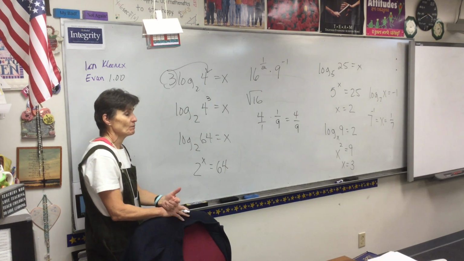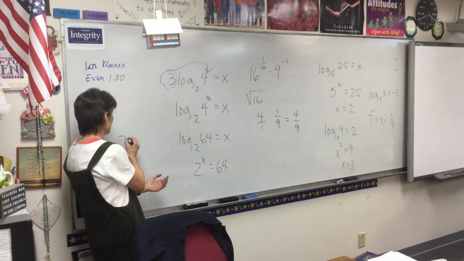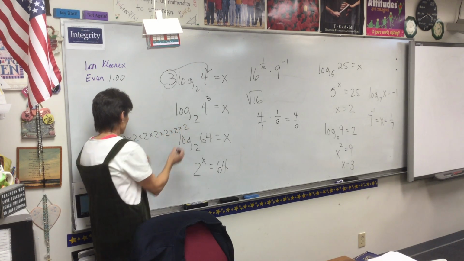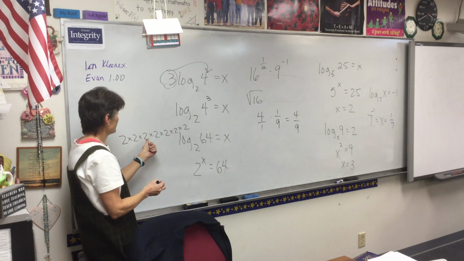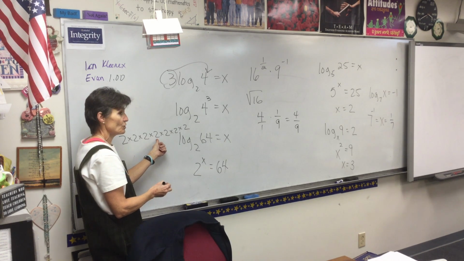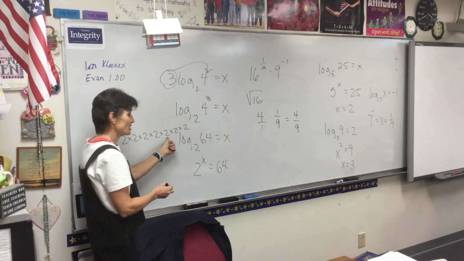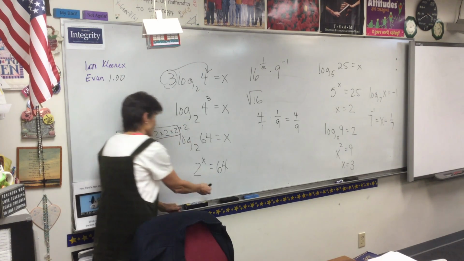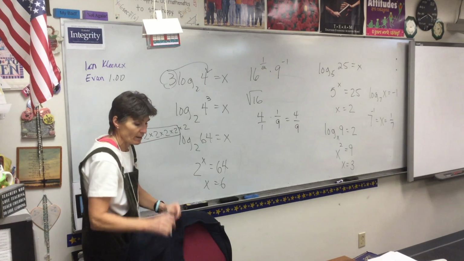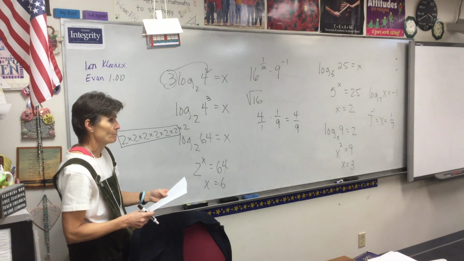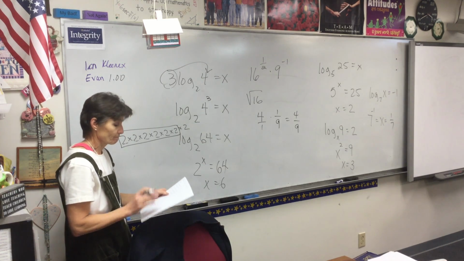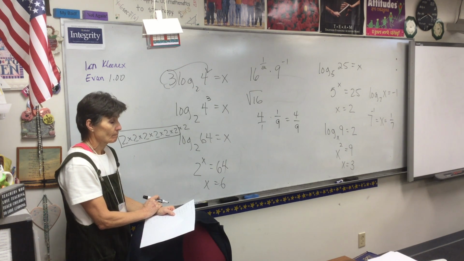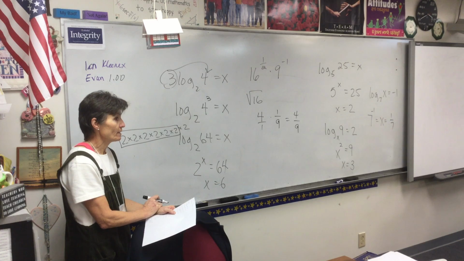Now, I think it'd be awesome if you knew that, but if you don't, you can go over to the side and just start multiplying. 2 times 2 is 4, times 2 is 8, times 2 is 16, times 2 is 32, times 2 is 64. So that many 2s: 1, 2, 3, 4, 5, 6. So x is 6. If you said 6, you were right, but some people were saying other numbers. Okay, we're done. Everybody good with that? A little more work involved there.